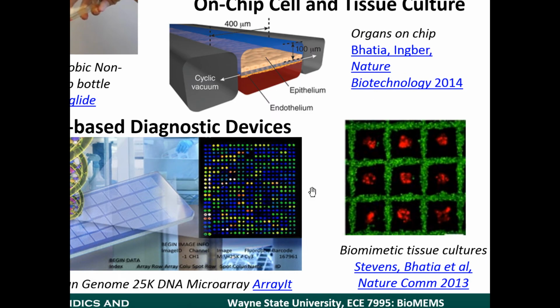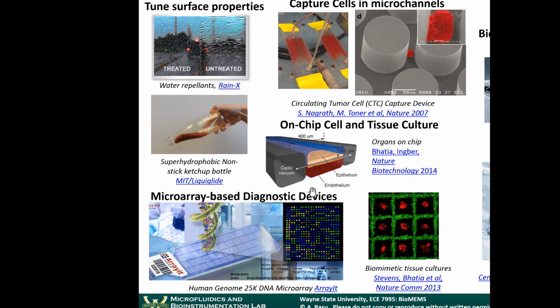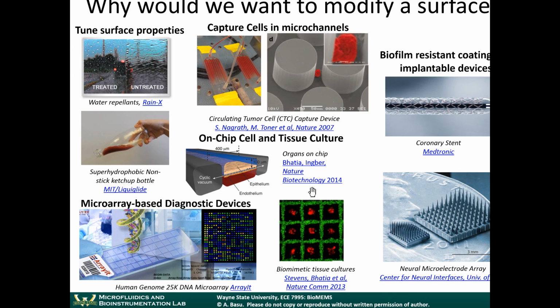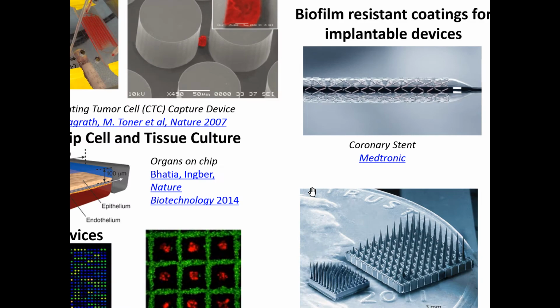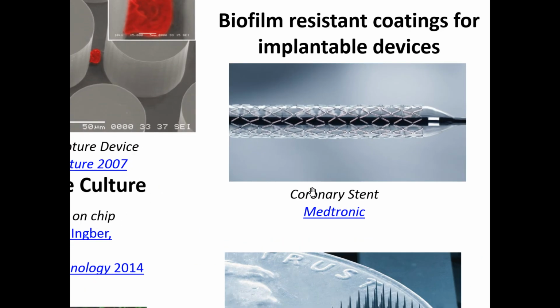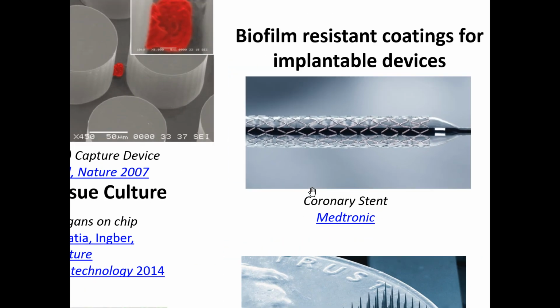So the last few examples here were about how we'd want to modify a surface to capture biomolecules. And that's what this chapter is mostly about. But in some cases, you also want to modify a surface to prevent molecules from absorbing. I mentioned to you last time the coronary stents, these are implantable devices.